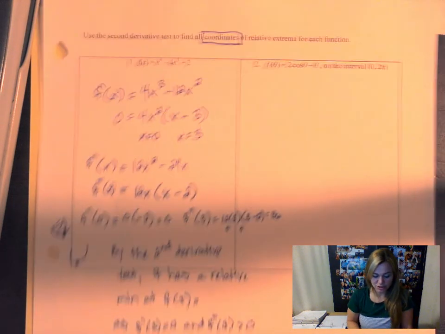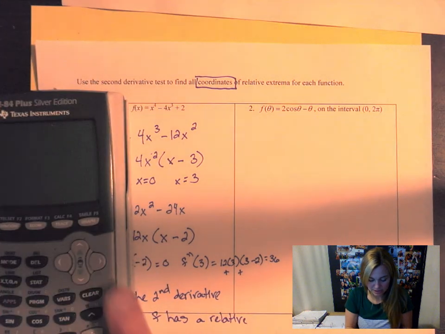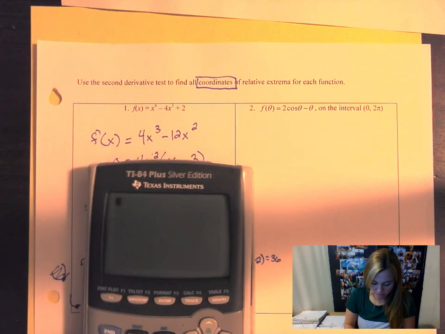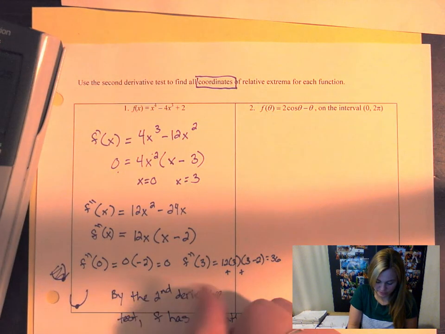So the last thing is just going back up and saying, well, what is 3 to the 4th minus 4x cubed plus 2? 3 to the 4th minus 4 times 3 cubed plus 2, and I get negative 25.